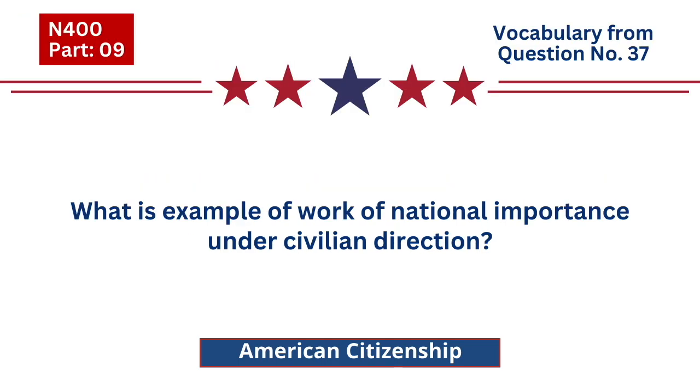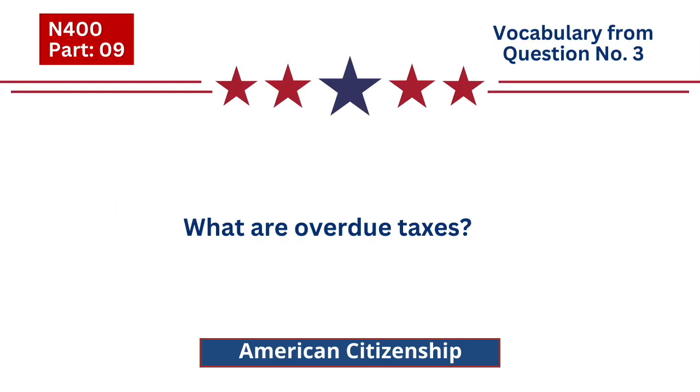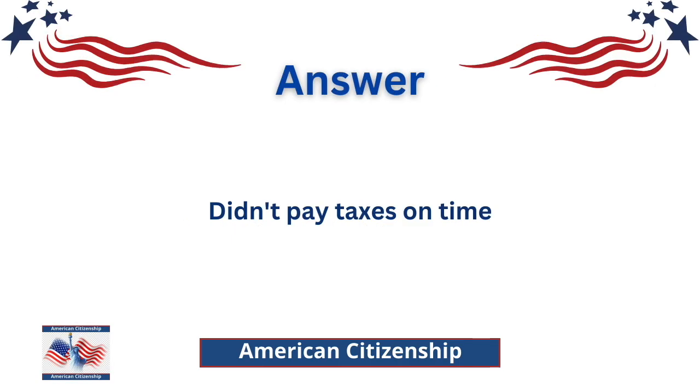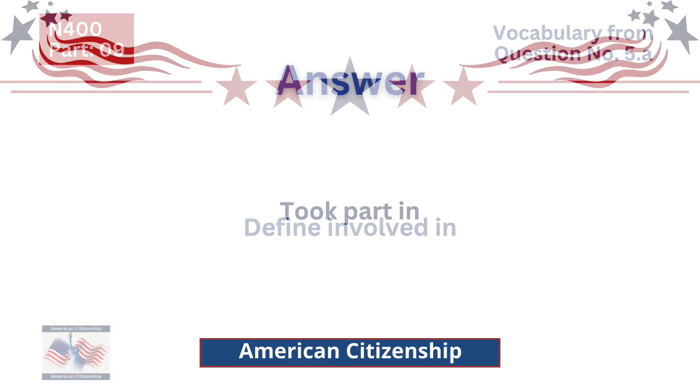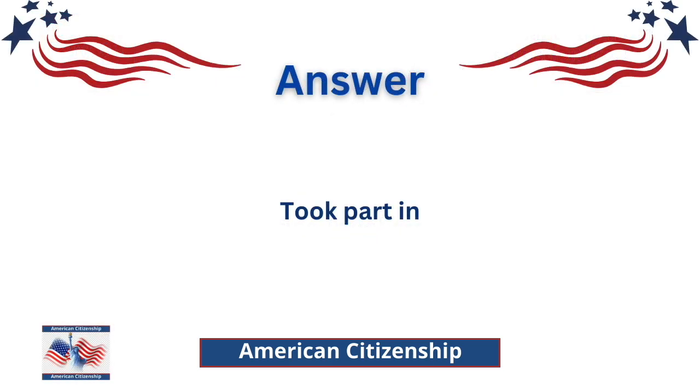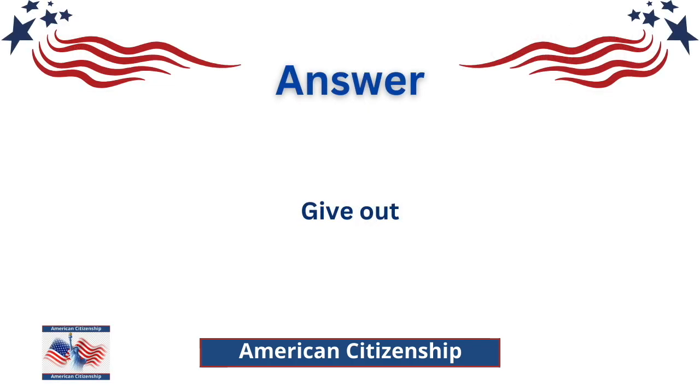What is example of work of national importance under civilian direction? Helping the Red Cross after an earthquake. What are overdue taxes? Didn't pay taxes on time. Define. Involved in. Took part in. Tell the meaning of dispense. Give out.